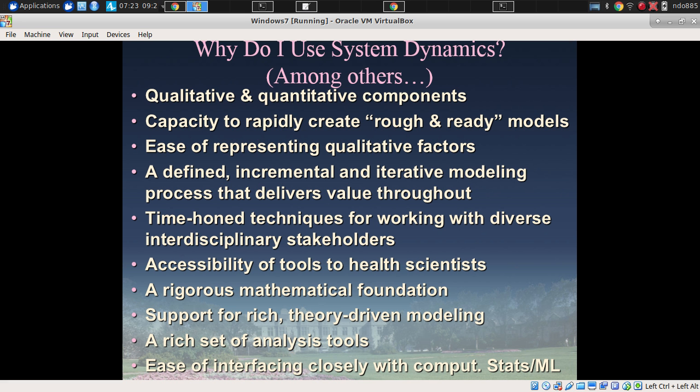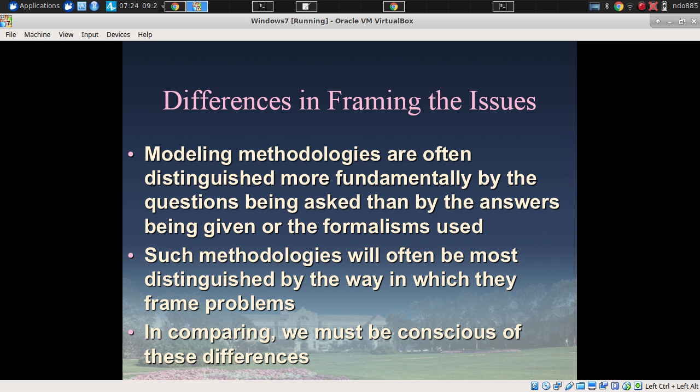And indeed, much of our work takes models from the literature that are well described. You'll even see some of them today, and puts them into context where we use them in system dynamics tools, which are accessible to stakeholders. There's a rich set of analysis tools that's been built up over the years. I've helped contribute to that. And it has a real easy way of interfacing very nicely with computational statistics and machine learning.